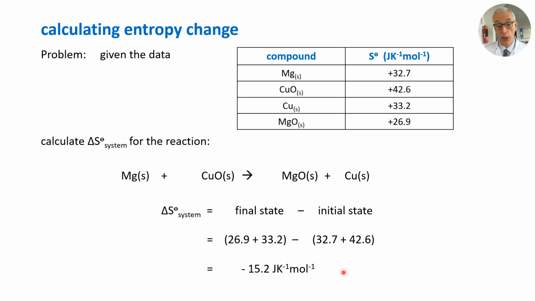Now we could not have told that by qualitative inspection. The numbers of moles are the same left and right. We have no reason to suppose qualitatively that there's a decrease in entropy. The calculation allows us to see that.